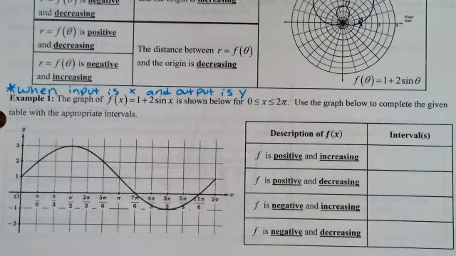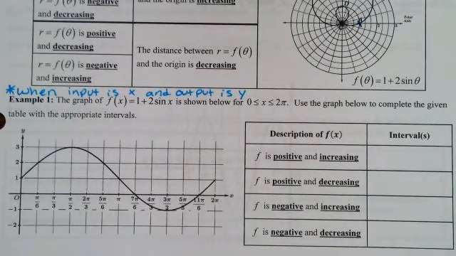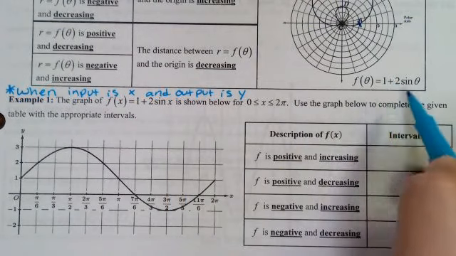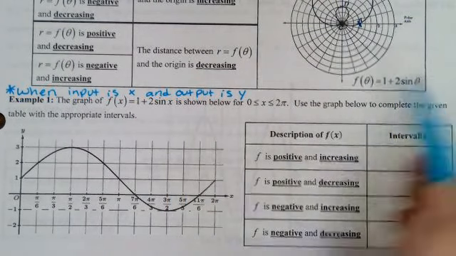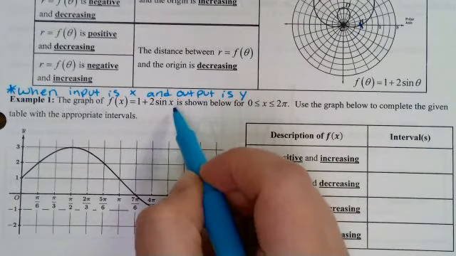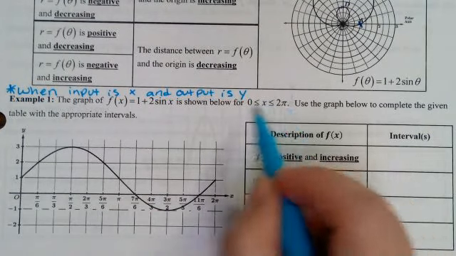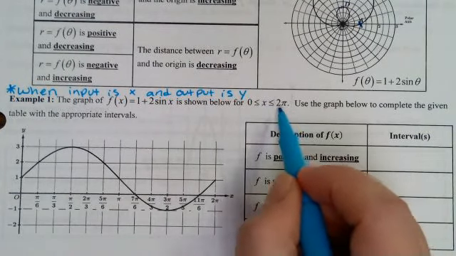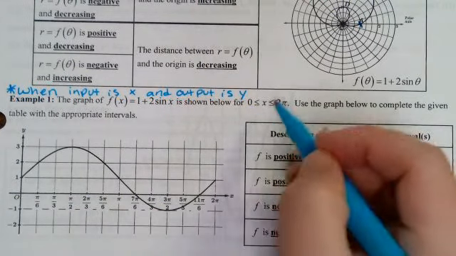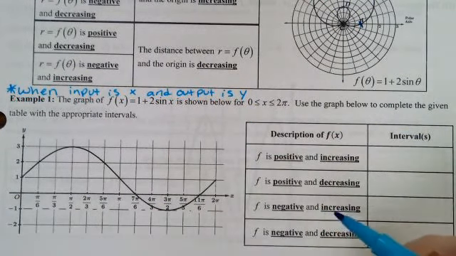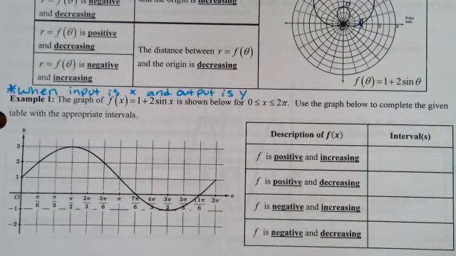Okay, so we're switching gears and looking at this in a rectangular capacity instead of the polar. This is the exact same function. I don't know if you noticed, but before we had 1 plus 2 sine theta. This is 1 plus 2 sine x. Same thing, it's just in rectangular format. We also still have our domain going from 0 to 2 pi, just like the other one had been.